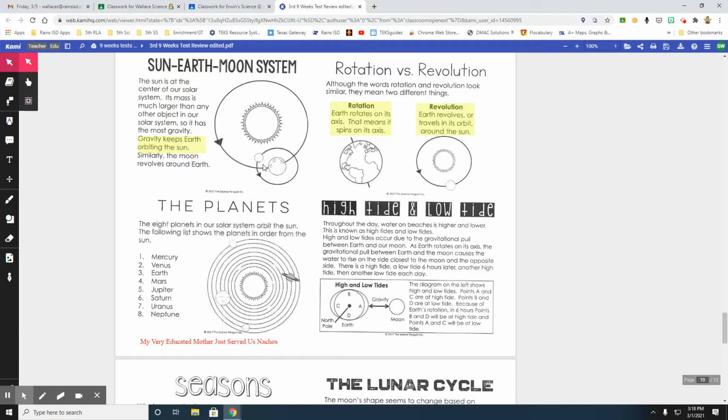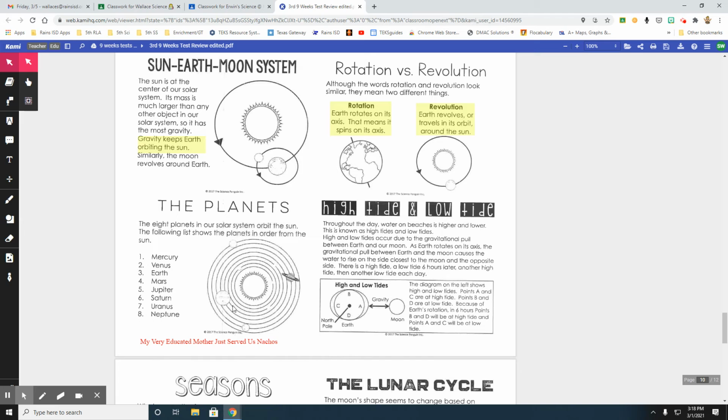Just to break these two terms down, rotation, we know that's where Earth is spinning on its axis counterclockwise. And this axis is actually tilted 23.5 degrees. That's going to be really important when we start to talk about the seasons. But then this revolution is also the orbit.